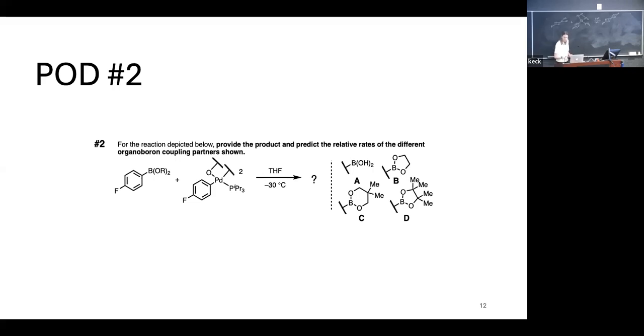Let's write it up a little bit. This is called D, and it also depends on the pinacol diol that you make it from. All right, so that's the slowest.